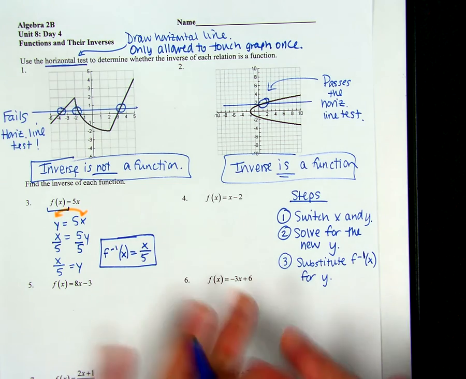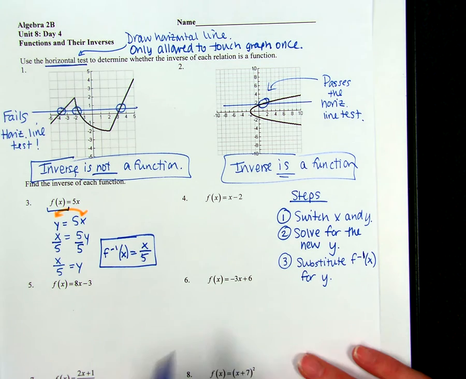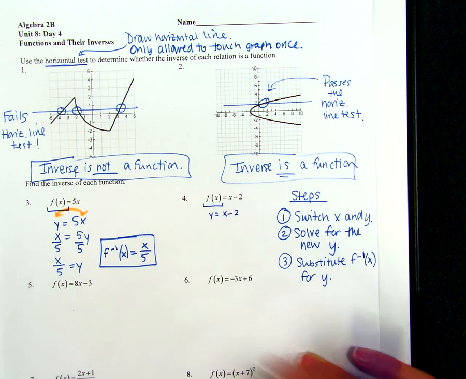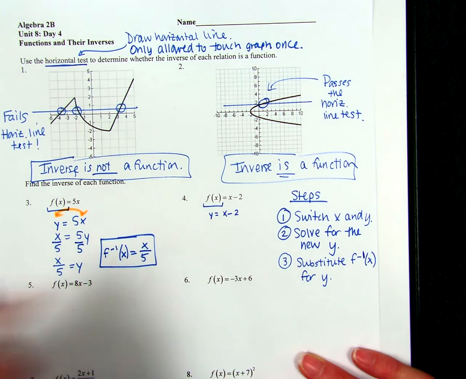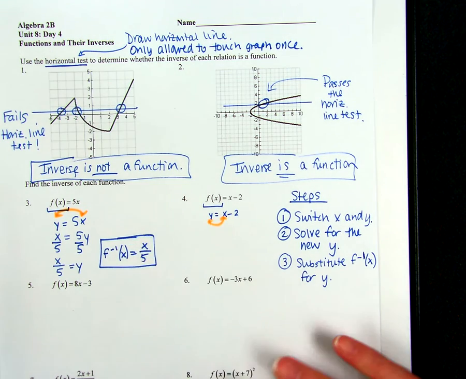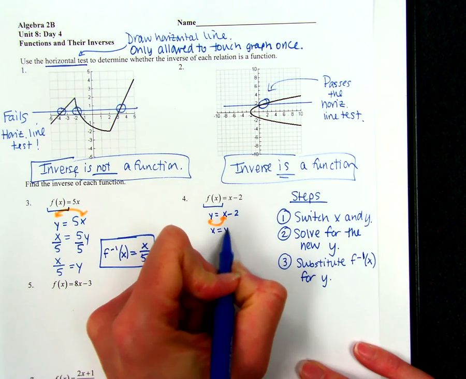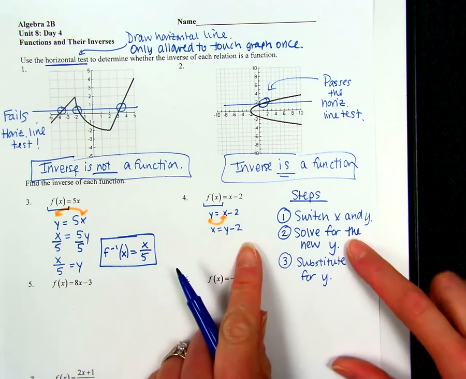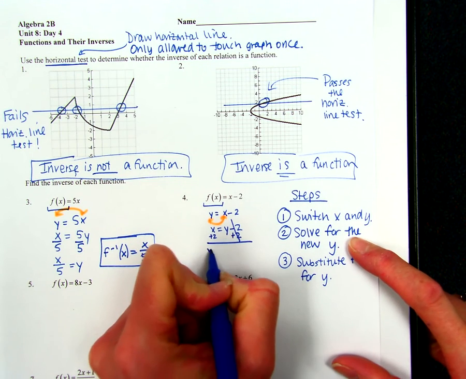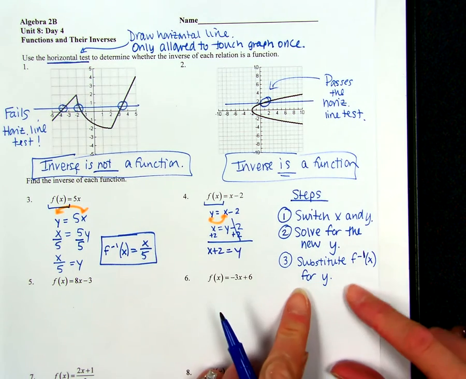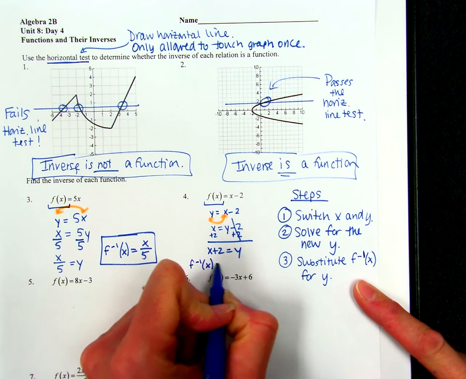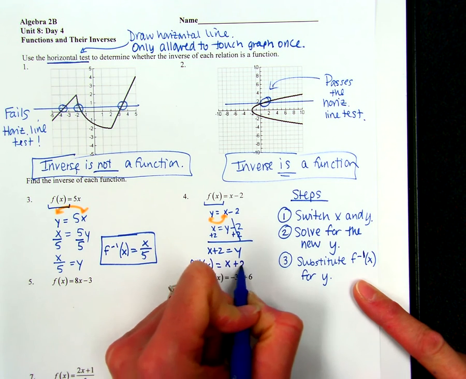Okay, so I'm going to continue to do that for the remaining problems. So first off, this means y equals. Okay, so remember f of x is y equals. I'm going to take my x and y, and we're switching them. So I've got x equals y minus 2. Now I need to solve for the new y. So now I've got x plus 2 equals y, and then I'm just going to rewrite it so that it's using the proper notation. So the inverse of f of x equals x plus 2.